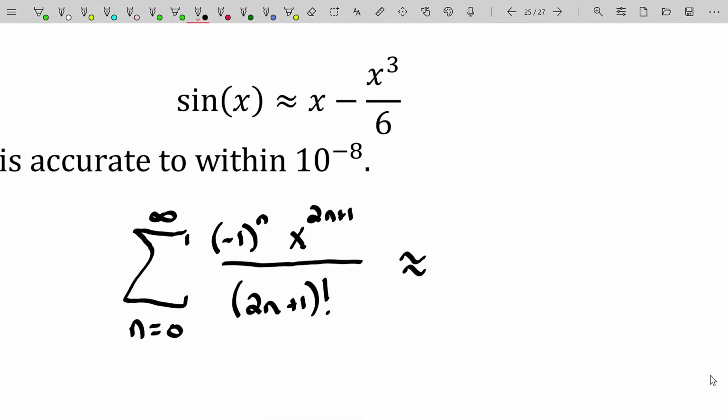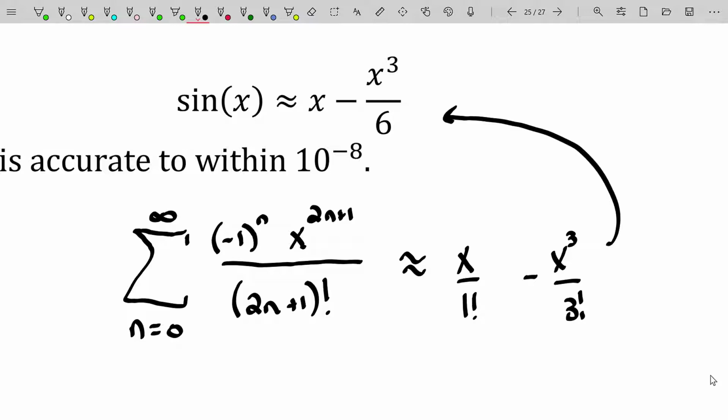And if you were to only add up the first two terms of this, so when n is equal to 0, you get negative 1 to the 0th, or 1, times x to the first over 1 factorial, and then minus, because you're substituting in n equals 1, you get x cubed over 3 factorial, which is 6. So that's exactly what this is. All we're doing here is a third degree Taylor polynomial expansion.